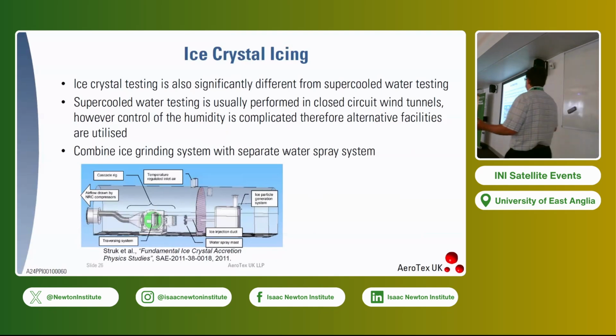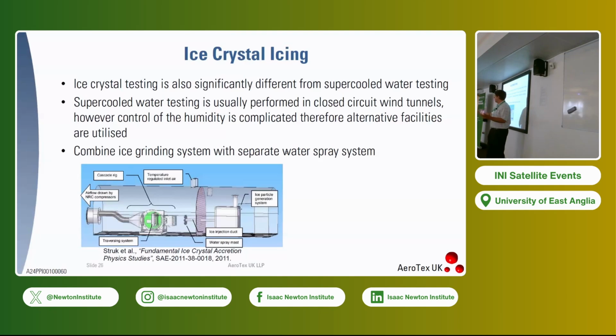Again, like the SLD, you're going to need whole new test facilities. When we're looking at this, you need to be able to control the wet bulb temperature and the relative humidity, so we tend to have a separate system. The sophistication is this ice grinding machine. You get big blocks of ice, put them in, and it grinds them to give you ice crystals that can get injected. You've got a spray bar here if you want to add some extra moisture, and then it goes into your test specimen.